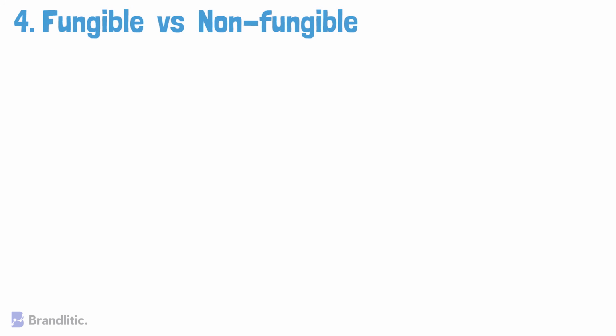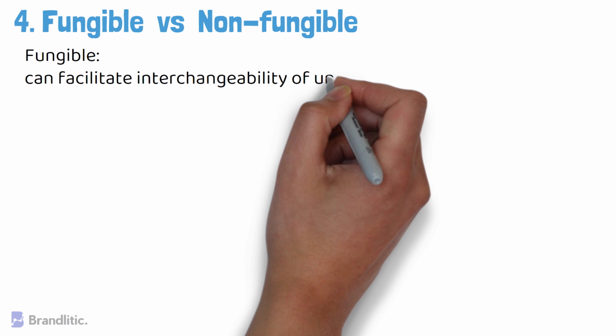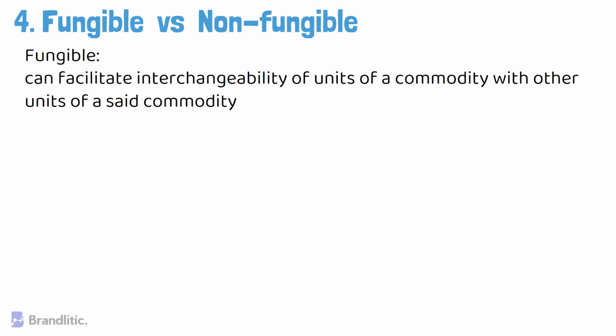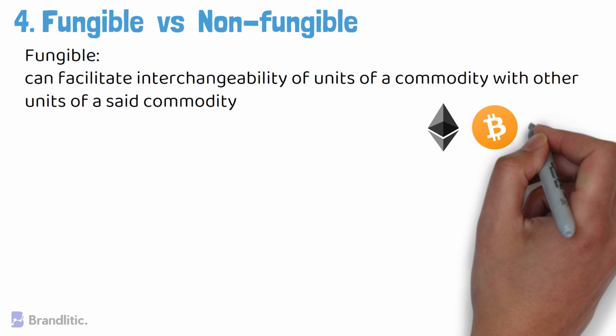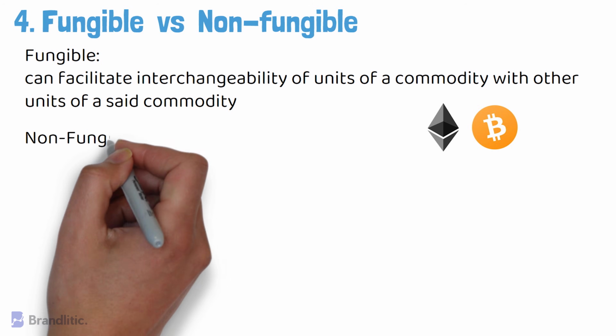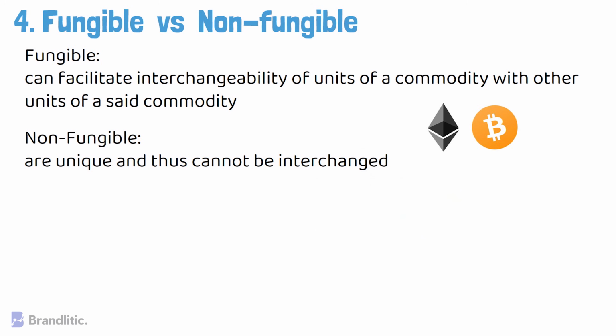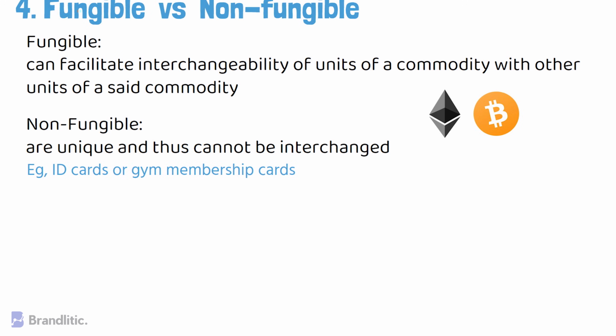Number 4. Fungible versus non-fungible. To state, tokens may be fungible, that is, they can have interchangeability of units of a commodity with other units of the same commodity, like Bitcoin or Ethereum, or non-fungible, which on the other hand are unique and thus cannot be interchanged. ID cards or gym membership cards are examples of non-fungible tokens.